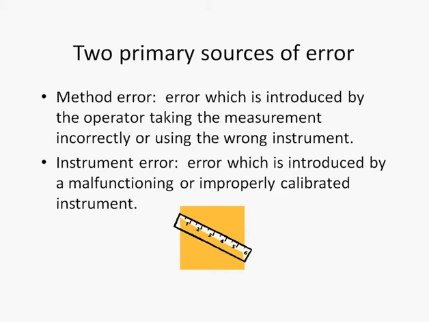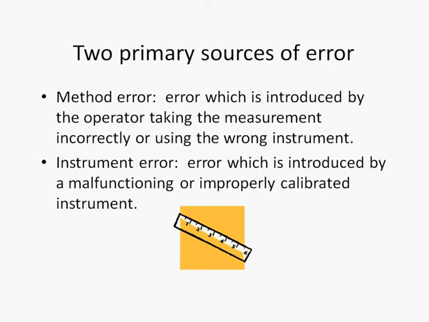A ruler used to measure the width of a room would introduce error because it may slide a little bit, may not be placed exactly. The ends of the ruler may not be exactly lined up. You may curve a little bit instead of following a straight line. There's any number of method error possibilities when you're using the wrong instrument.